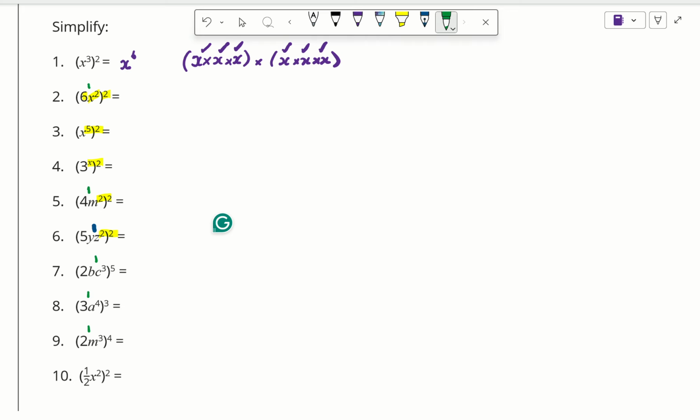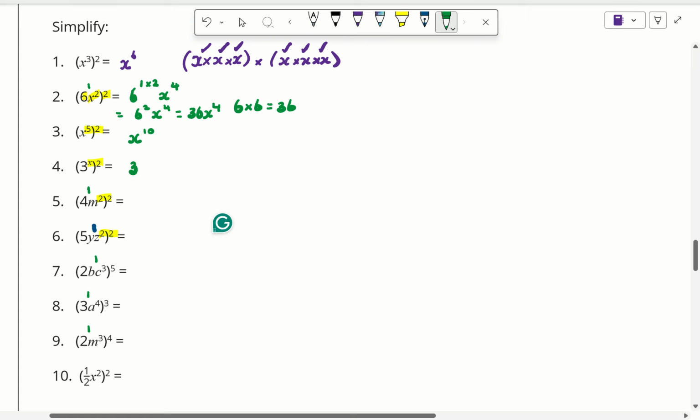What this is, it's 6 to the power of 1 to the power of 2. Well, we multiply the powers. 1 times 2, and 2 times 2 is 4. And we're not going to leave it as 6 to the power of 2, because 6 to the power of 2 is 6 times 6, which is 36. So we can simplify it even more. That's going to be 36x to the power of 4. x to the power of 5 times 2 is x to the power of 10. 2 times x is 2x, so it's just going to be 3 to the power of 2x, and we can't simplify that anymore.